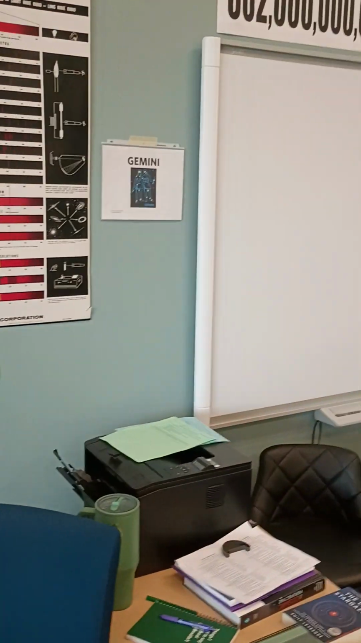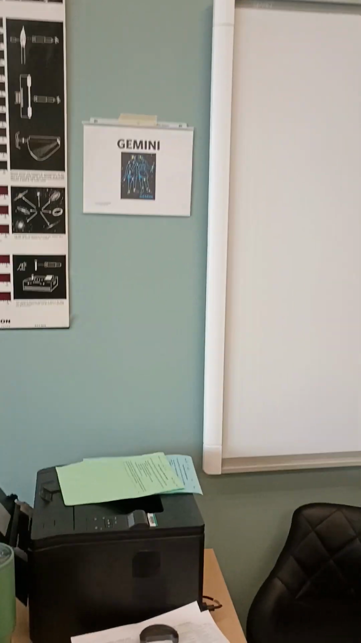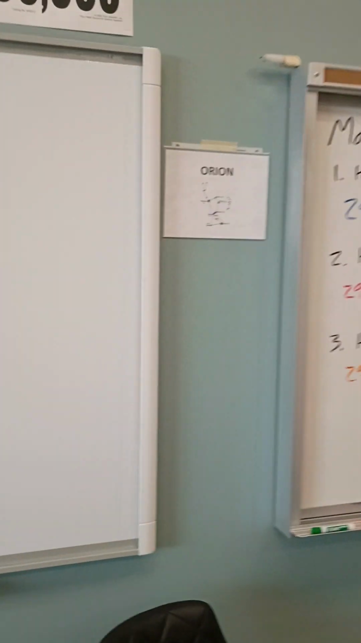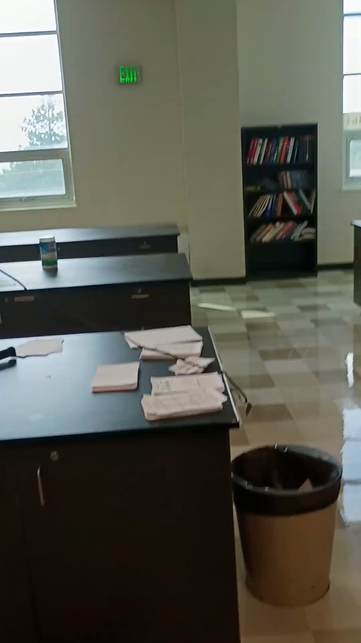and then Cancer, and then Gemini, and then Orion. Wait a minute, something is wrong. I'm going the opposite direction now that I did before. One of those two directions is incorrect, and you're going to have to figure out which one that is. That's part of the assignment.